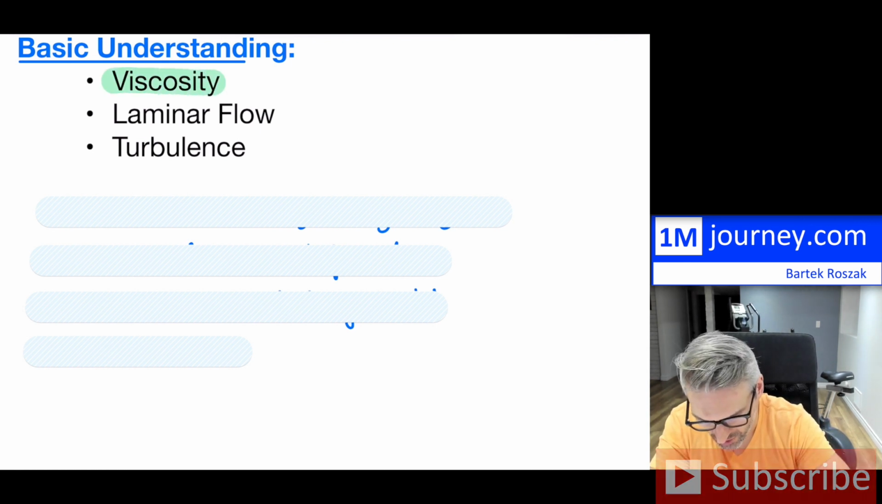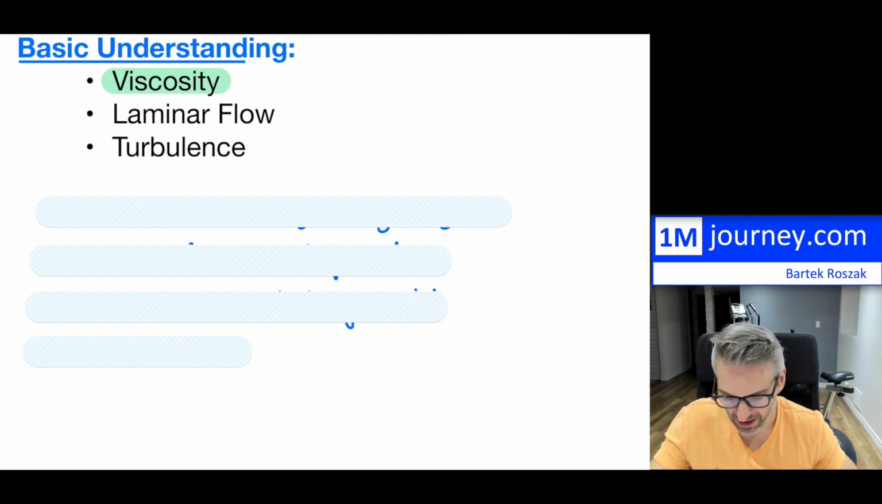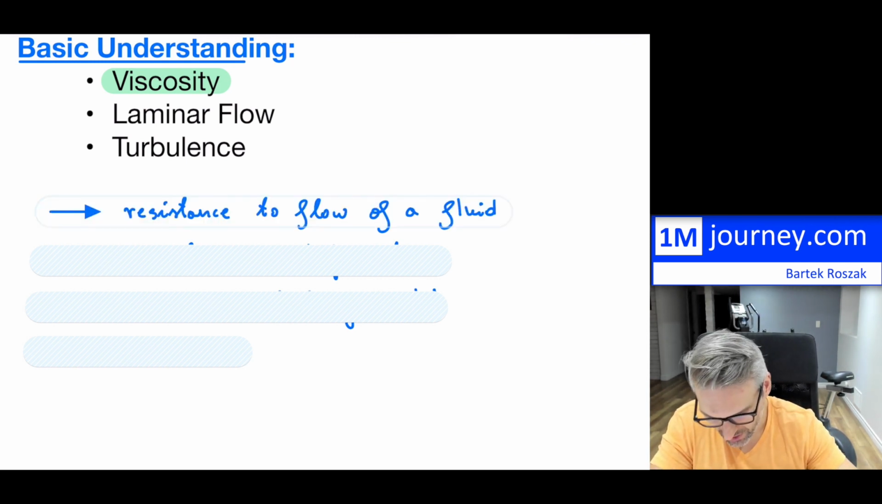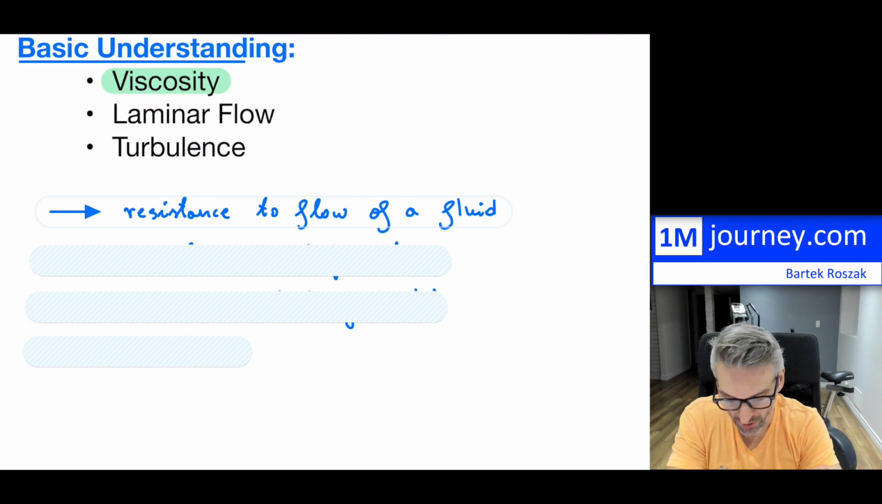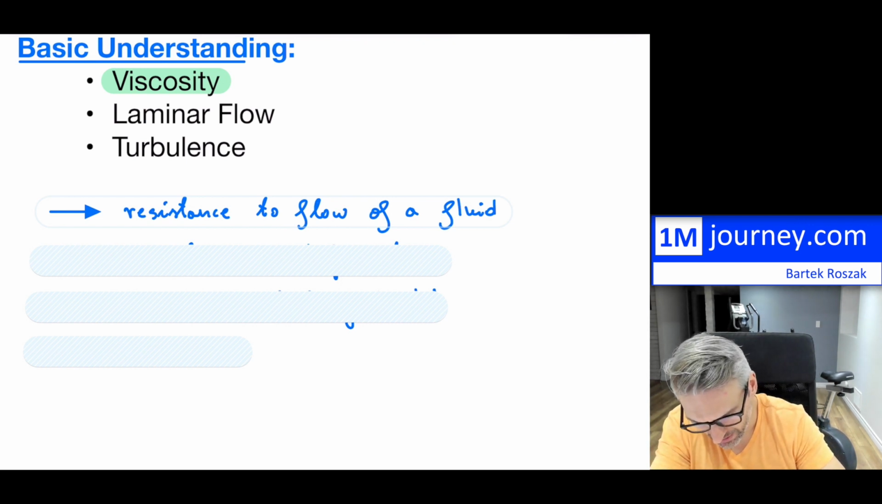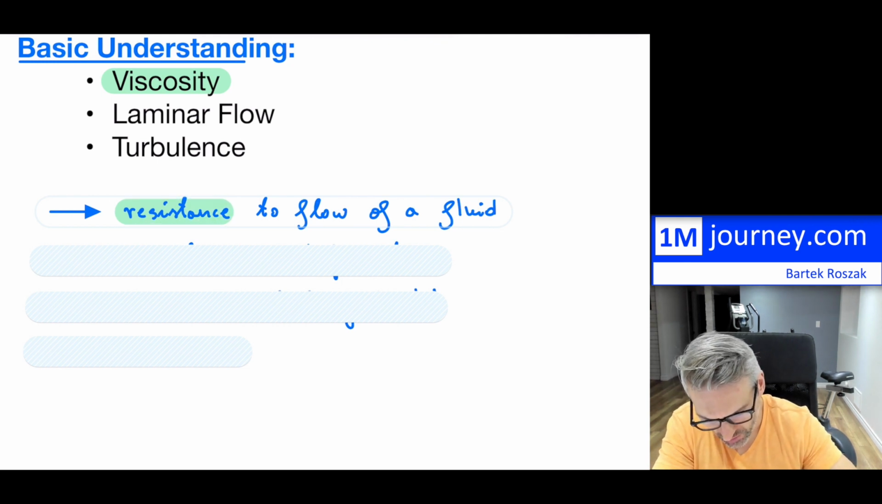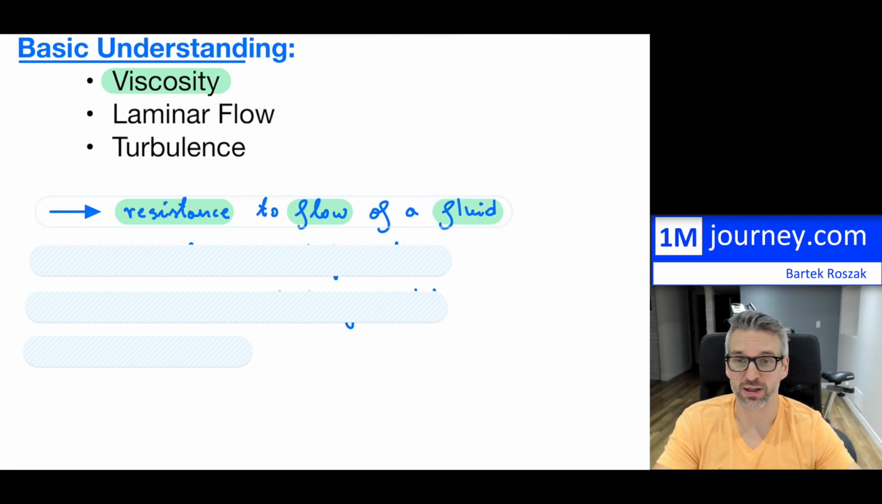With regards to viscosity, what exactly is this viscosity? So here, let me just point out. Viscosity is basically the resistance to flow of a fluid. Now, this is kind of important, and the key word in here is resistance to the actual flow that you might have. And of course, it is within a fluid, so maybe some kind of a gas or a liquid. So that's one way of thinking about viscosity.